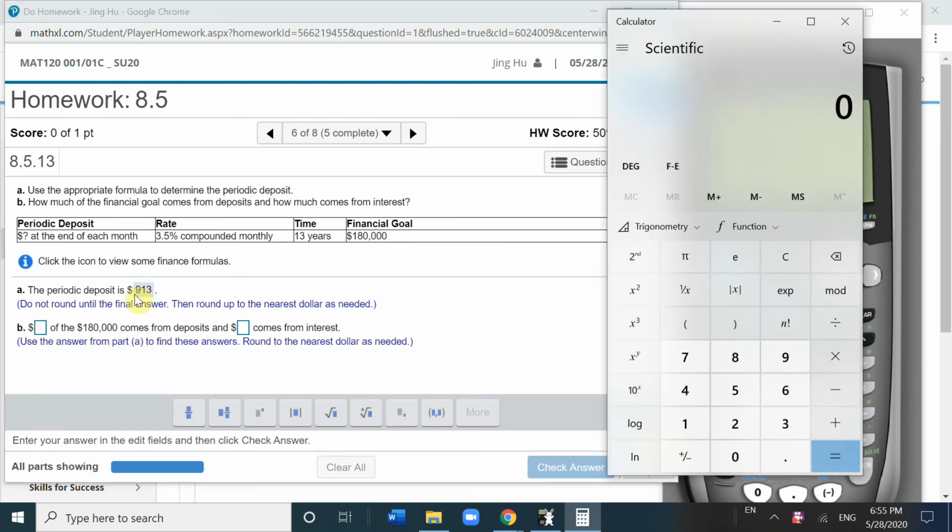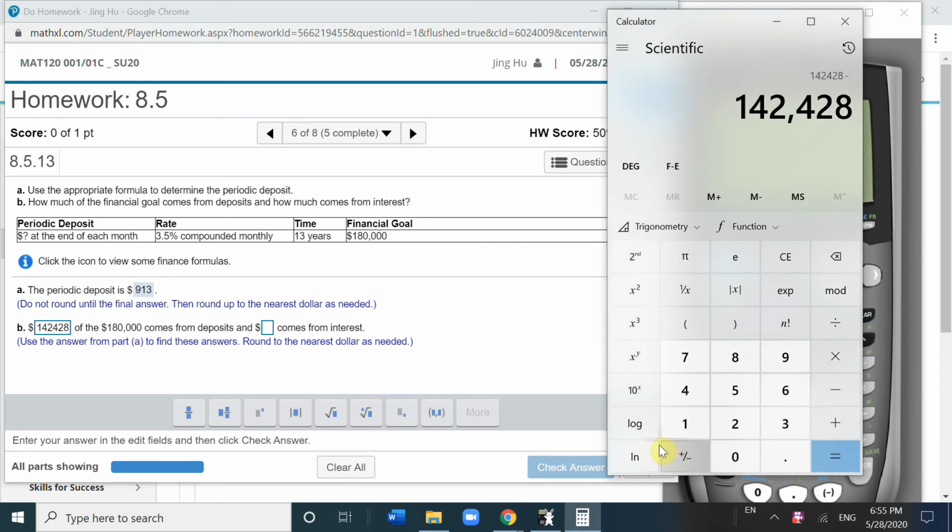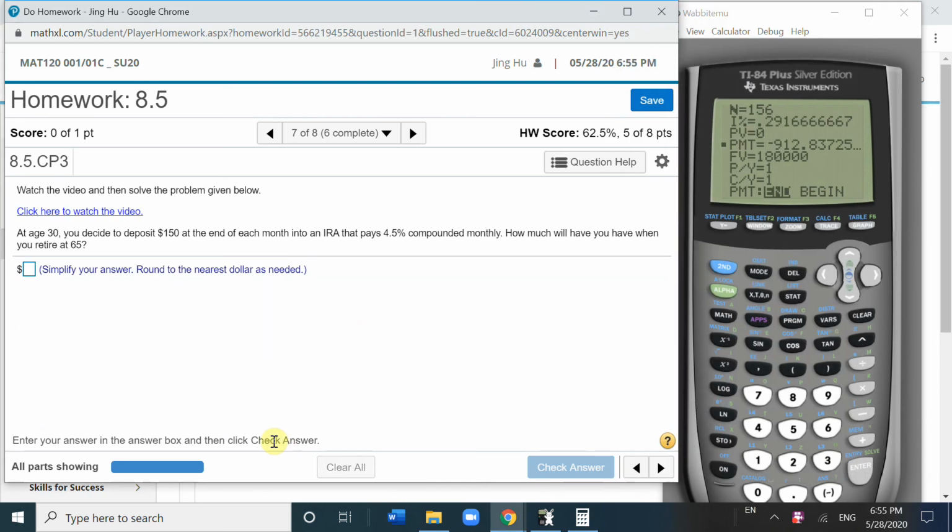$913. And every month I pay $913 times 12, that's for a year. Then times 13, that's for 13 years. That's my total payment. So, and what's the interest? So should it be 180,000 minus that? Well, I just do it backwards again. So that's the interest. Okay, next one.